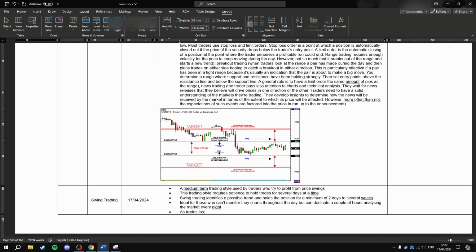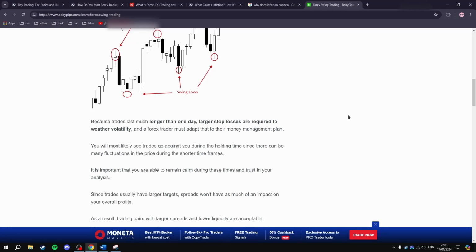As trades last longer than a day, larger stop losses are needed to weather volatility. And the Forex trader must adapt that to their money management plan.